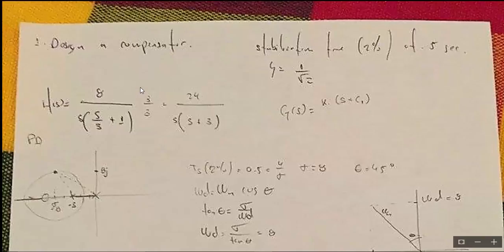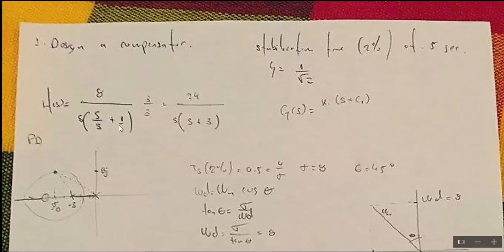First of all, it says that we have to design a compensator that doesn't have a steady state error, a 2% stabilization time of 0.5 seconds, and a damping constant of 1 divided by the root of 2. So we know the constants the document gave us.